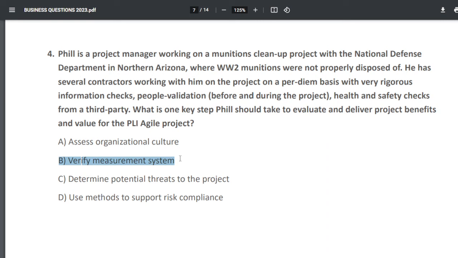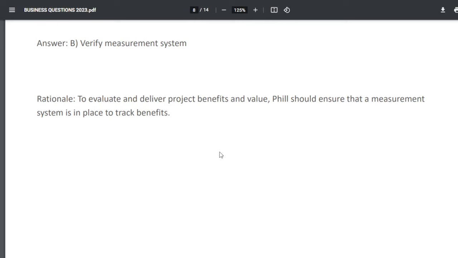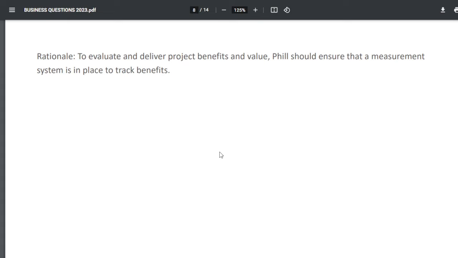That's really it. So you need to know your content outline, and you need to understand the context of each one of those things. If you take a look at the answer here, it's verify the measurement system is in place. Phil should ensure that a measurement system is in place to track benefits.